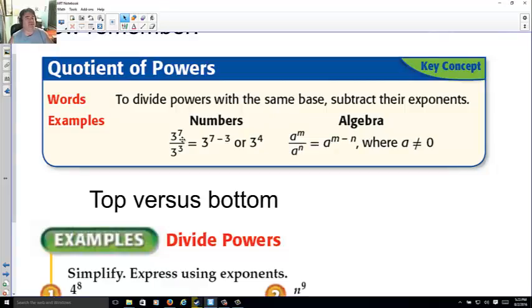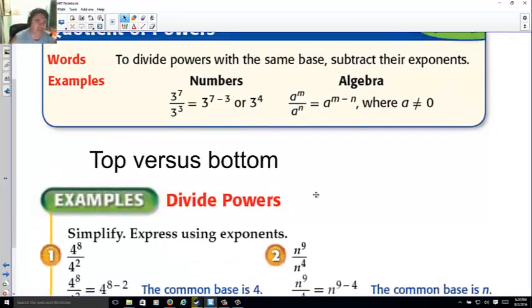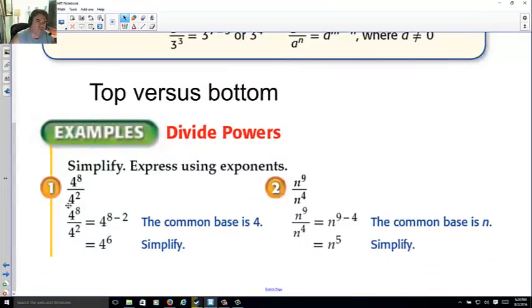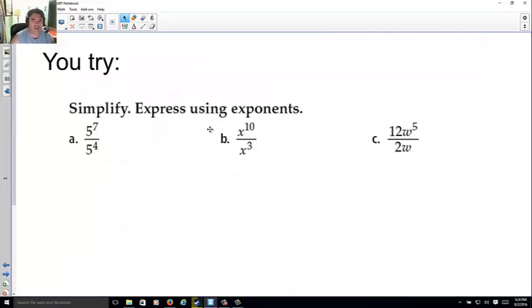And remember that this is deep in the Algebra 1 book, so if you're having trouble, please don't get upset. You will get this in time. And notice, you see here, the algebra version looks a little more complicated, but it's not. It's just the same stuff. So here, 4 to the 8th over 4 to the 2nd, 8 versus 2, top wins by 6. 9 versus 4, top wins by 5. So you try these 3.